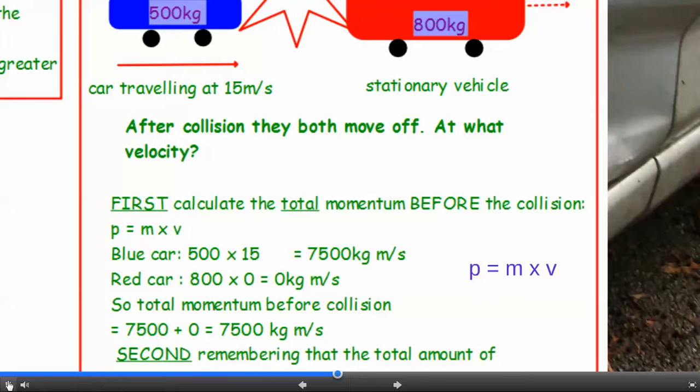The red car had a mass of 800 kilograms but was stationary, so had no velocity. So his momentum was 0 kilogram meters per second. So the total momentum before the collision was 7,500 plus nothing, which is 7,500 kilogram meters per second.